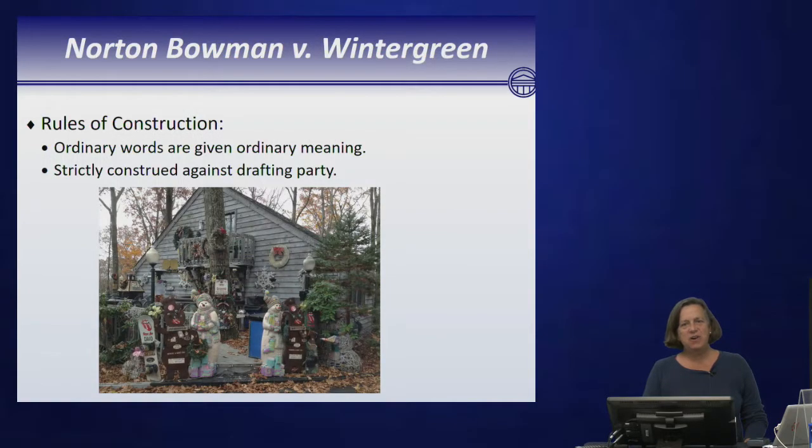This case involved a restriction on the use of land at Wintergreen Resort. This is the picture of the property that's involved. I believe this picture was taken last year. Every year the owner adds new things to their display.